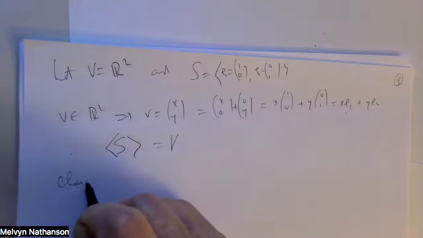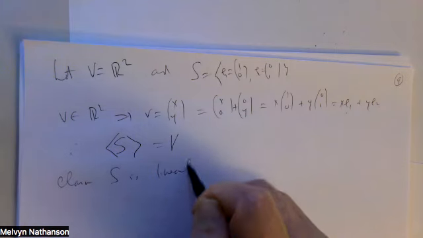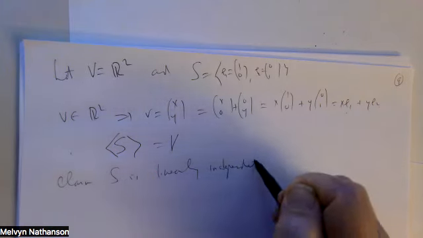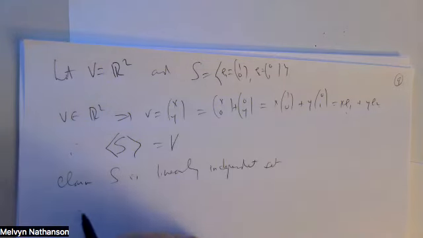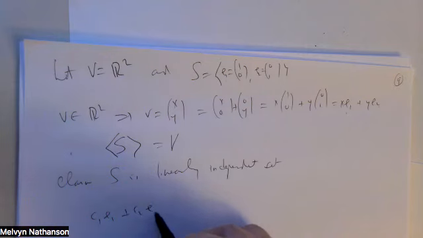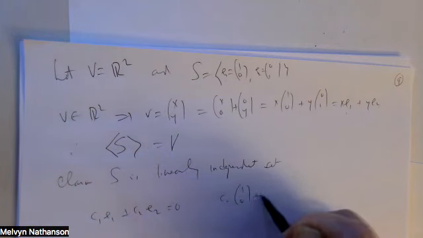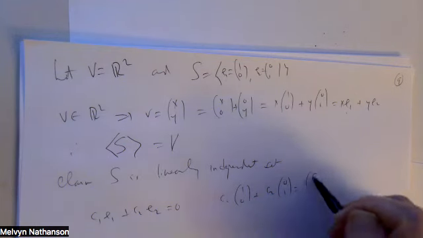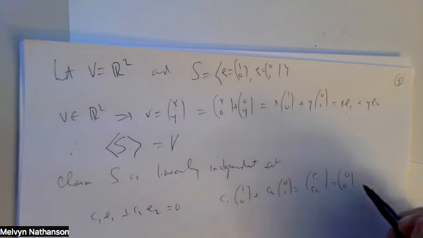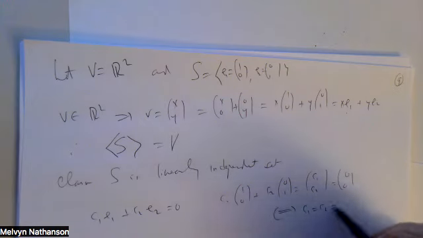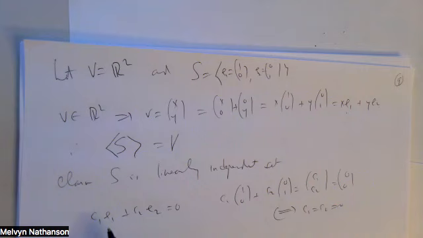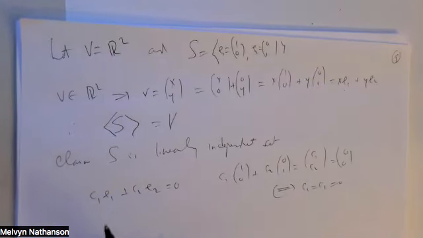And I claim S is also a linearly independent set of vectors. Because suppose C1 e1 plus C2 e2 is the zero vector. That means C1 times (1, 0) plus C2 times (0, 1), which is just the vector (C1, C2), is the zero vector. And that's true if and only if C1 and C2 are zero. So the only linear combination of e1 and e2 that gives zero is the trivial linear combination. So these two vectors are linearly independent. So the set S is a basis for R2.